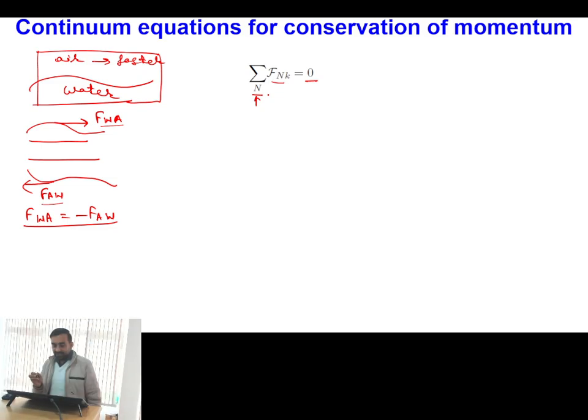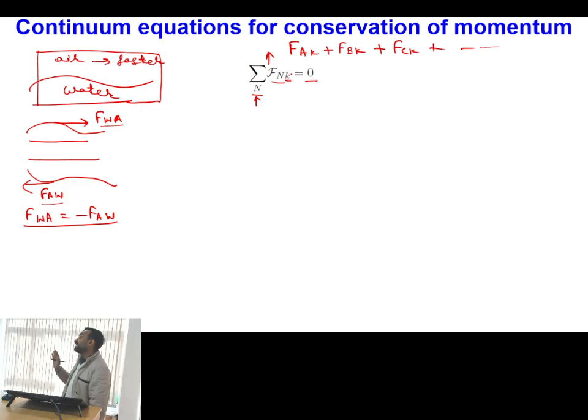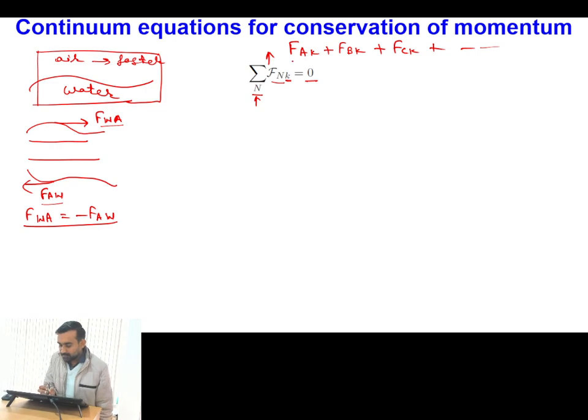Okay, so summation over n means FAK plus FBK plus FCK, etc. So K means force in the kth direction, but A, B, C means force on phase A because of any of the surrounding phases. Is this one clear? Now you will not only have this situation.